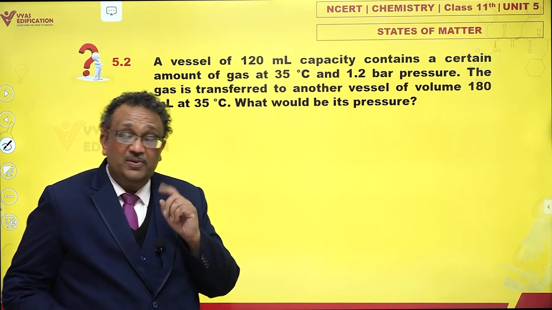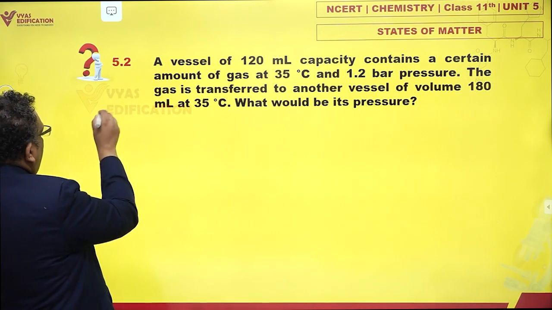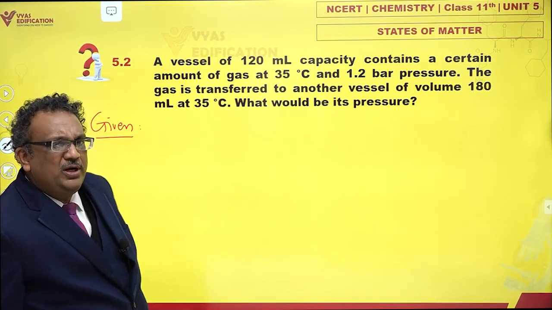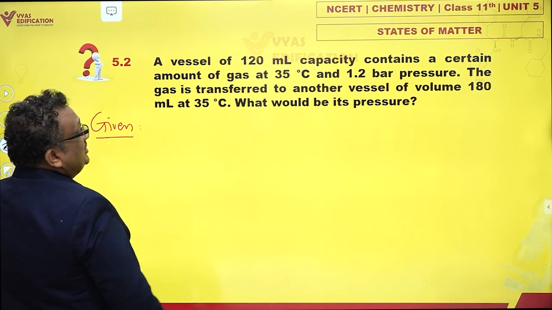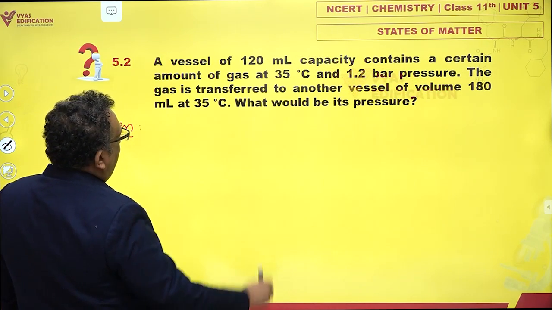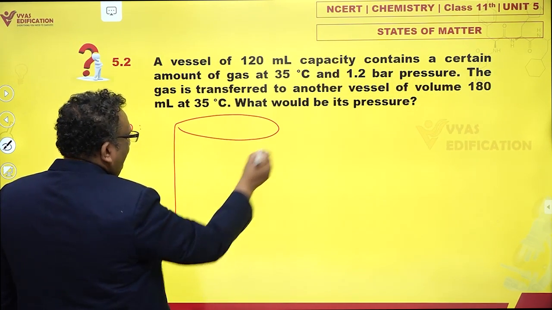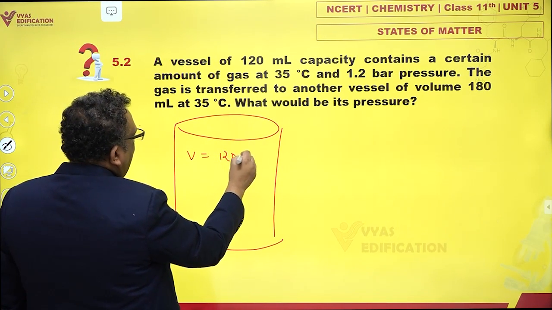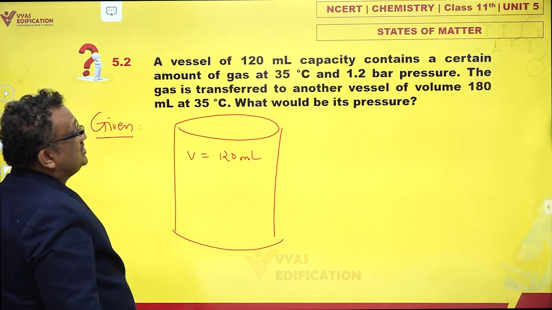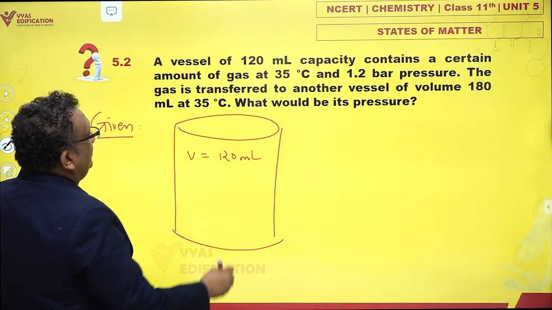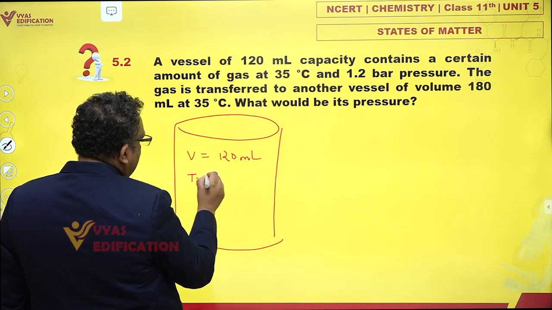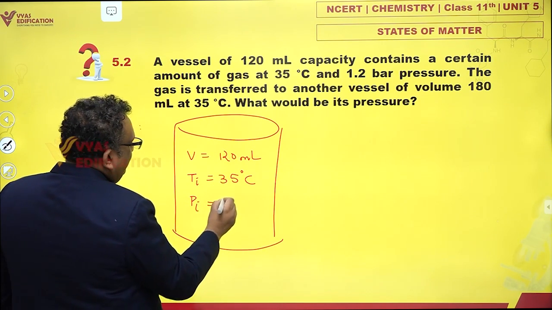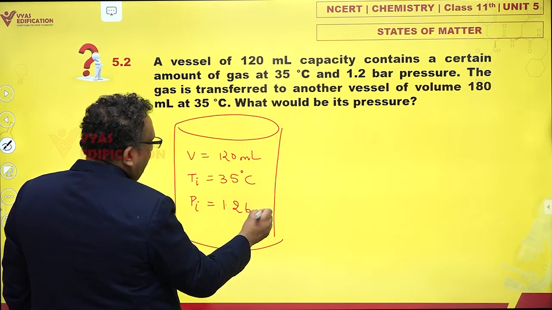As we read, first we must write down given. And as we read the problem by small parts, we should keep on noting down the given data, like a vessel of 120 ml capacity. Now I have a vessel, so let me take a vessel. And its volume is 120 ml capacity, contains a certain amount of gas at 35 degrees Celsius. And pressure is 1.2 bar pressure.